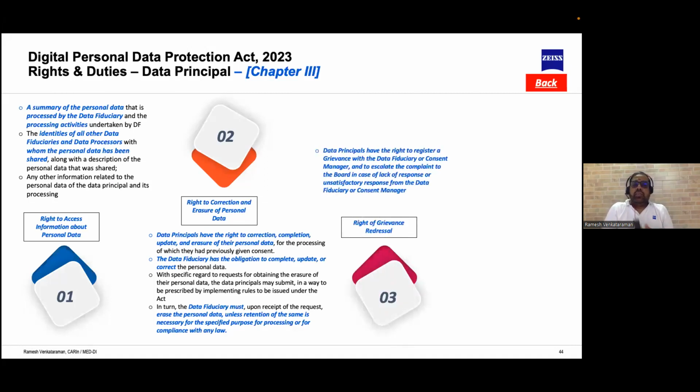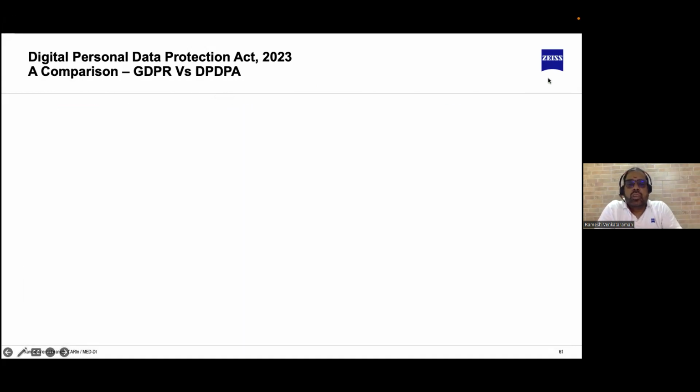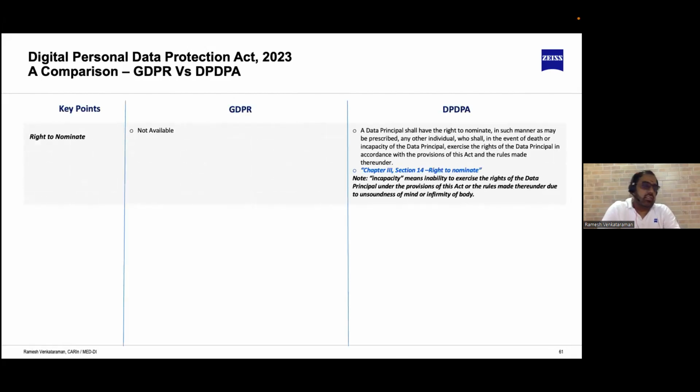Now, the data principal has the right to register a grievance with the data fiduciary or a consent manager, and can also escalate the complaint to the board in case of lack of response or unsatisfactory response from the data fiduciary or the consent manager. If you are not going to implement all these things, that itself is a violation.